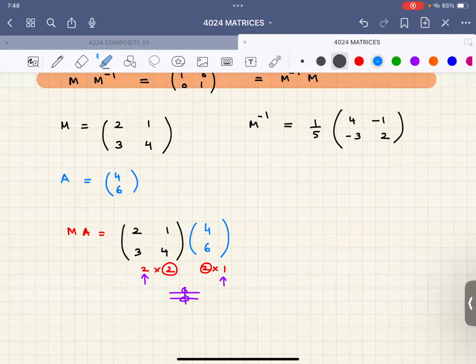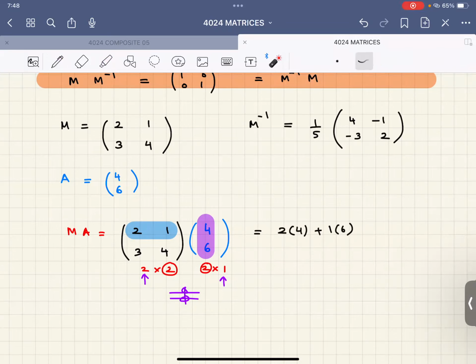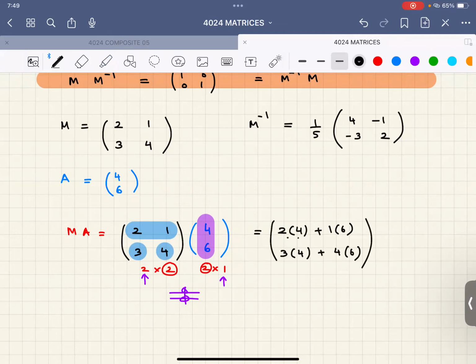Again, let me emphasize this. This is 2. This is the row. This is the column. Let me multiply it out. So that is 2 into 4 plus 1 into 6. Since there are no more columns, I'll just stop over here. Let me move to the next one. That is 3, 4, multiplying with the other two. So that is 3 into 4 and 4 into 6. Close the bracket. That is 8 plus 6, which is 14. And this is 12 plus 24, which is 36.